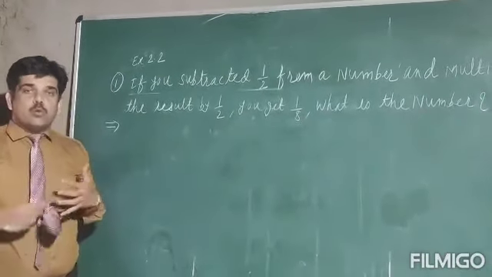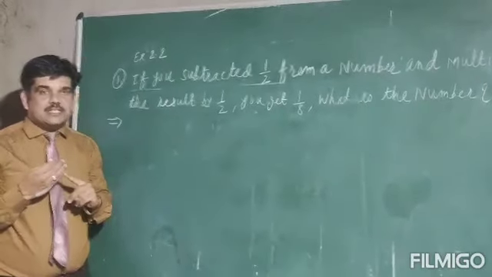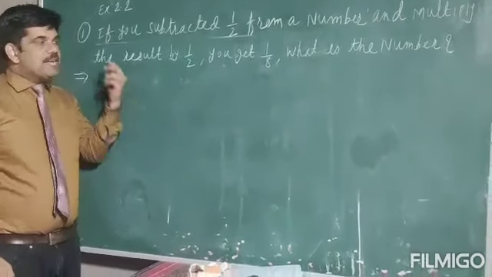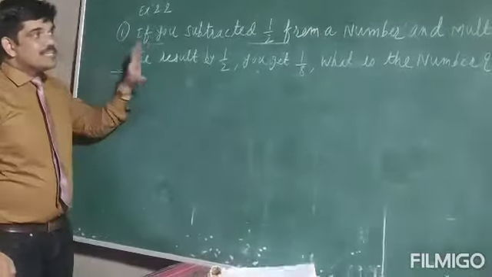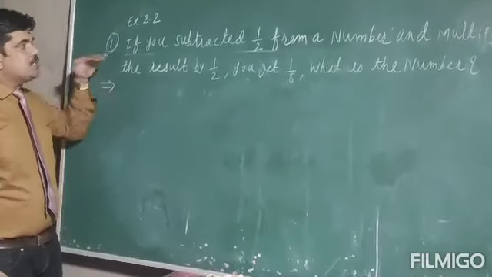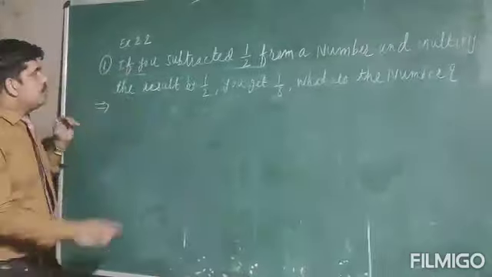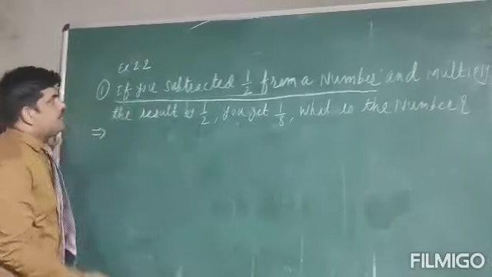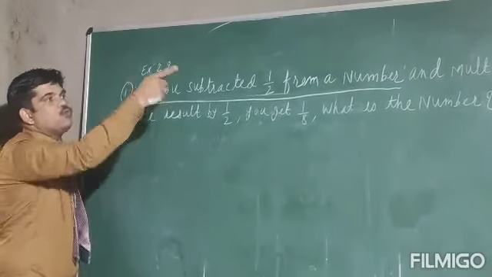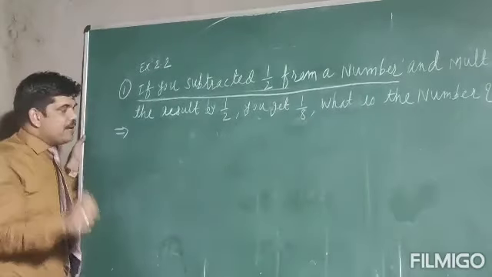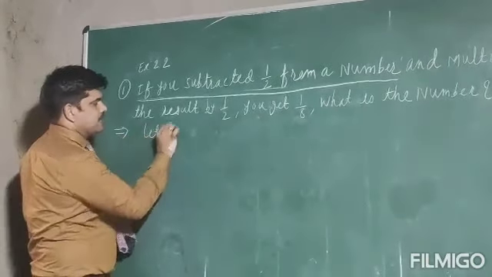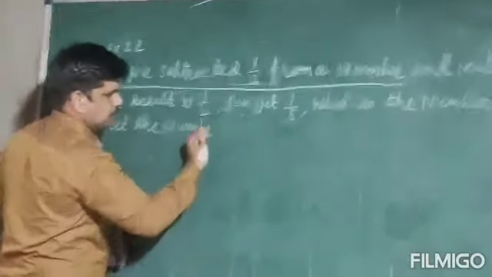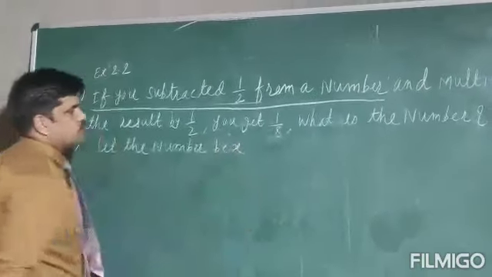Okay, now when we are solving word problems, two things are very important. First, we should understand how to convert from statement to equation, and second, to understand the question itself. So what we'll do, we'll split the question in two parts. From this part till here is the first part, that is, if you subtract 1 by 2 from a number, it means we have to consider some number. Let the number be x.